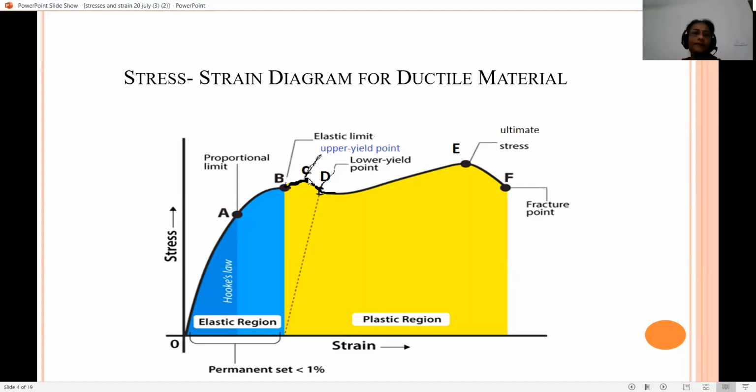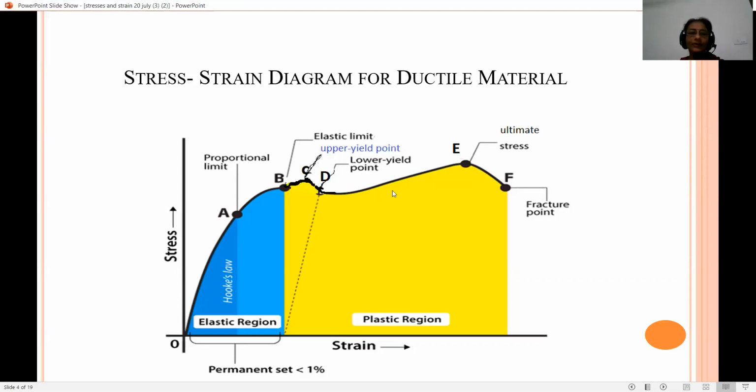Beyond point C, if we further increase the tensile load, then stress value decreases but strain value increases. So you can see that curve falls down up to point D, and point D is known as lower yield point.